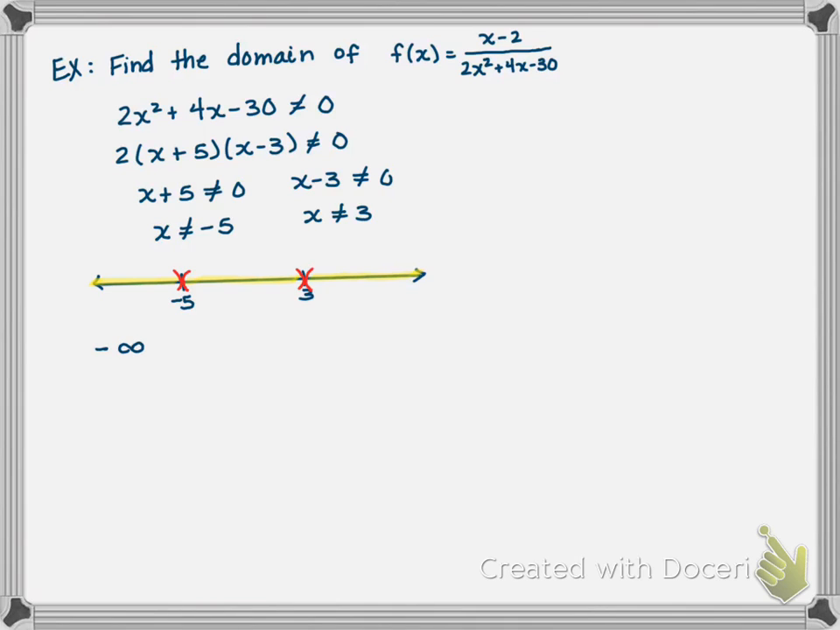So negative infinity up to negative 5. We're not including negative 5 because x can't be equal to negative 5. And then anything between negative 5 and 3. And then anything above 3. So that's going to be our domain. Make sense?